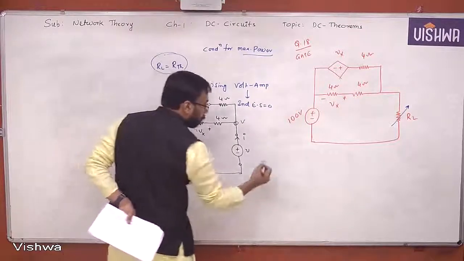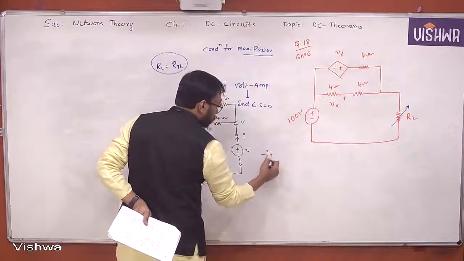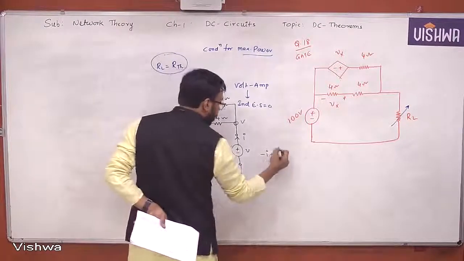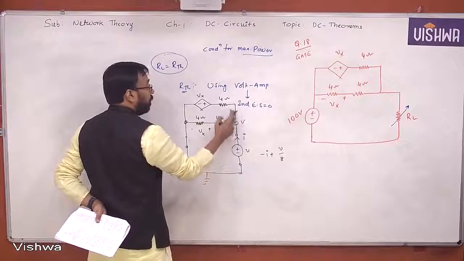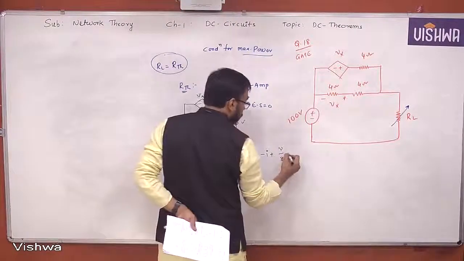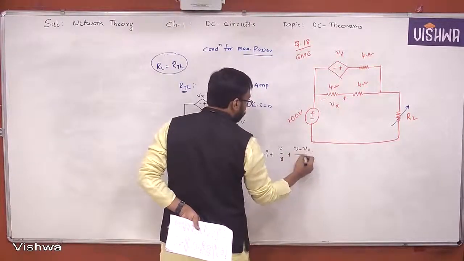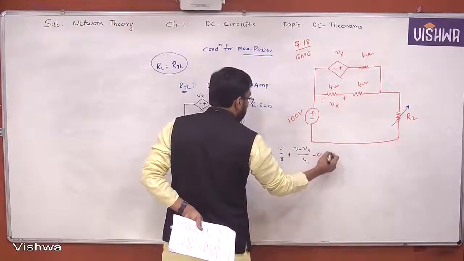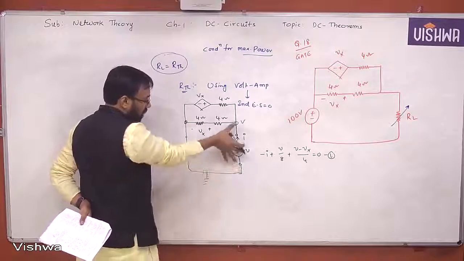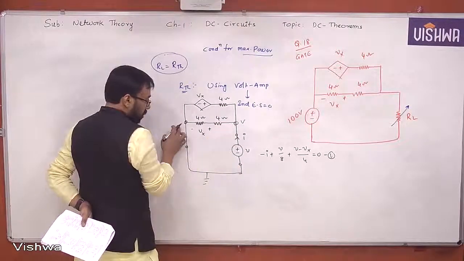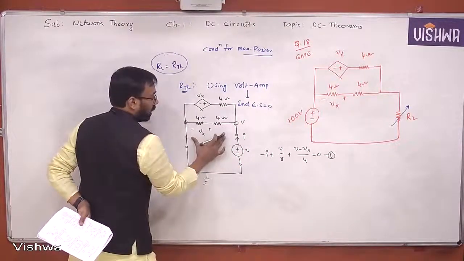Minus I, node equation, V by 8, yes or no? V by 8, V minus Vx by 4. Now we are supposed to eliminate this Vx. But what is V actually here? This is the voltage. Between these 2 points, the total voltage is V.